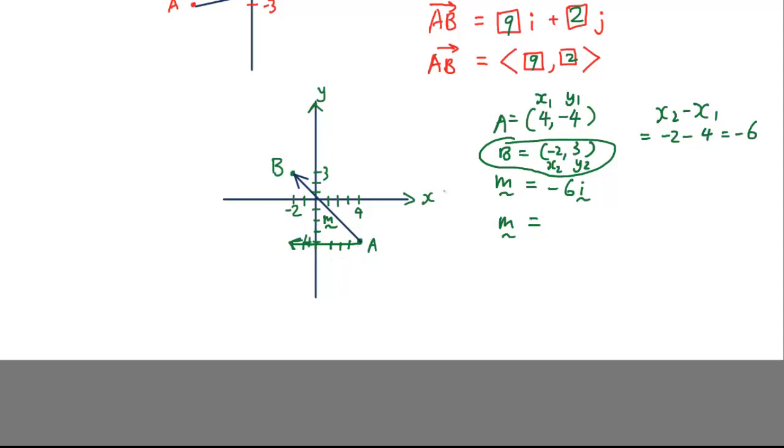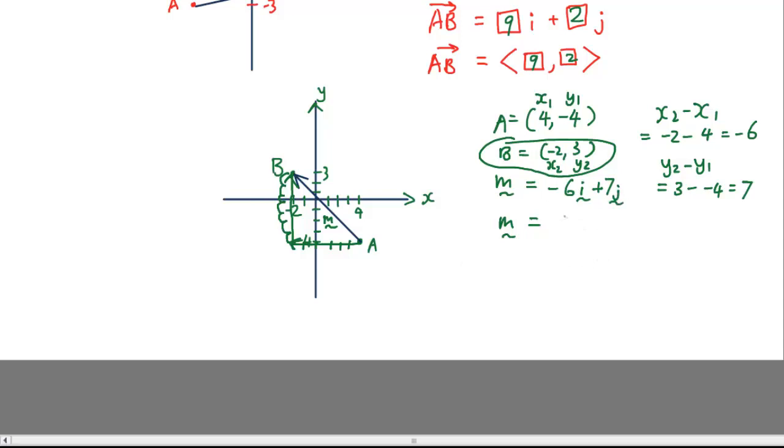Okay, and now we're going to do y2 minus y1, so that's 3 minus -4, which is 7. If you have a look over here, we're moving up 1, 2, 3, 4, 5, 6, 7. We're going 7 units up to get to our endpoint. So therefore it's plus 7j. And if you write it in the alternative notation, it's <-6, 7>.